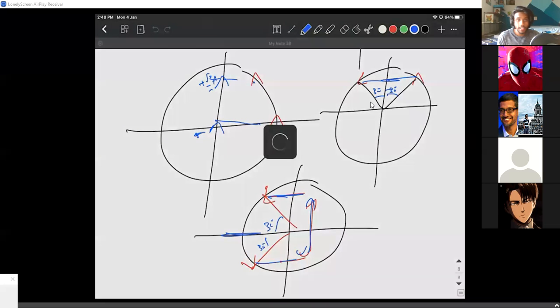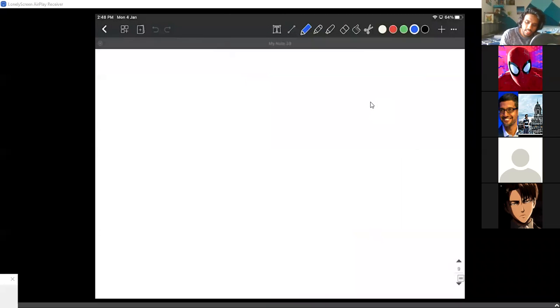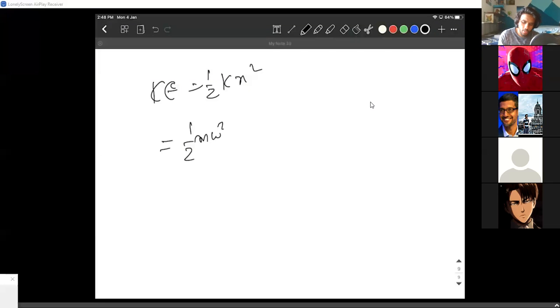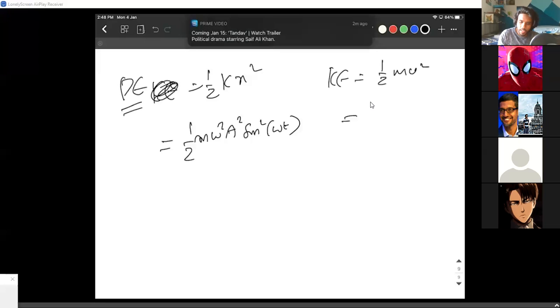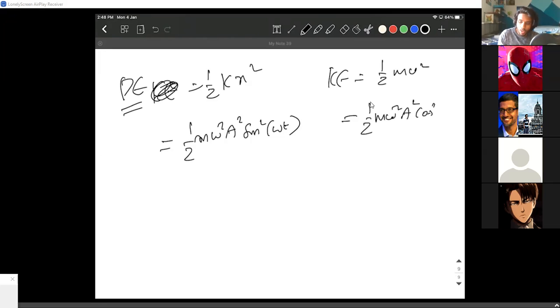We already discussed how to write the kinetic energy and potential energy, right? The potential energy is half kx square, or we expanded it into half m omega square a square sine square omega t. Sorry, why did I write this as a kinetic energy? This is potential energy. The kinetic energy goes like half mv square, and when you expand it, you can write it as half m omega square a square cos square omega t, right? This is the potential energy, this is the kinetic energy.